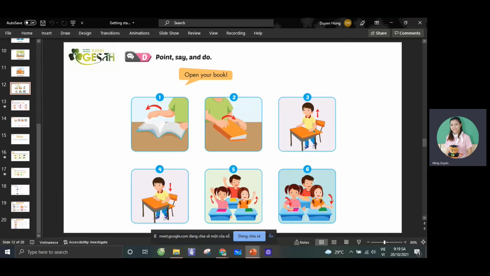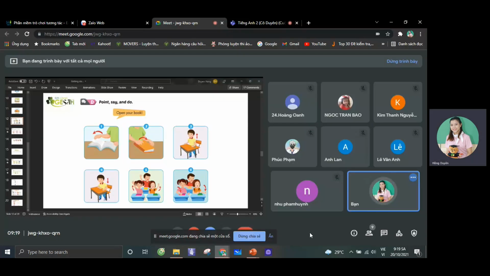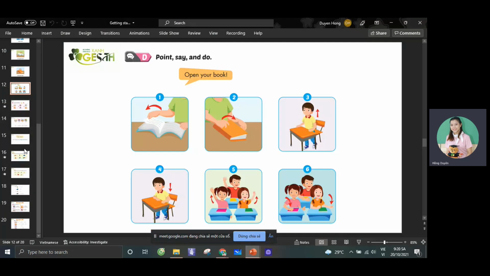Number six. Kate, number six. Hands down. Good. Hands down. Kate, are you set? No, are you happy? All right, let's happy. All right, good job. Now let's move to next part.